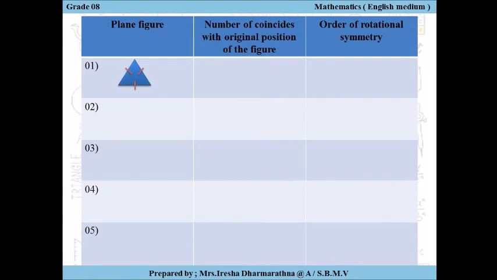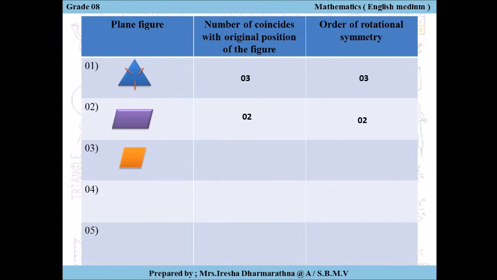Okay. Now let's find order of rotational symmetry of another few plane figures. First one, an equilateral triangle. The number of coincide with original position of this figure is 3. The order of rotational symmetry also 3. The next one is a parallelogram. The number of coincide with original position of this figure is 2. That means order of rotational symmetry is 2.